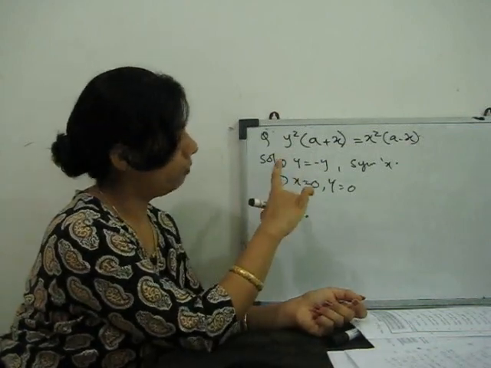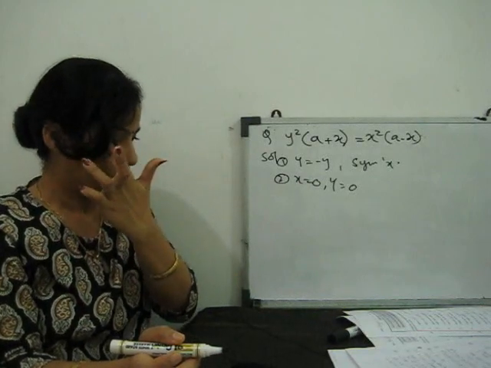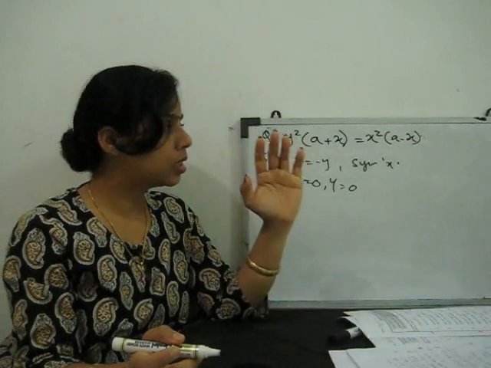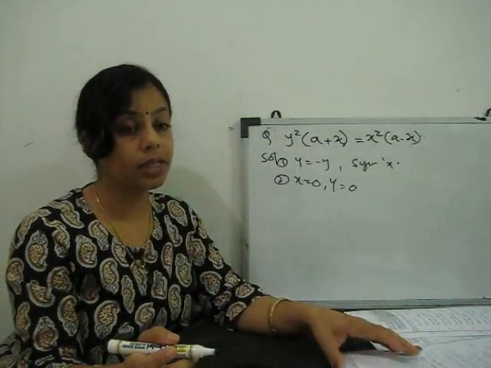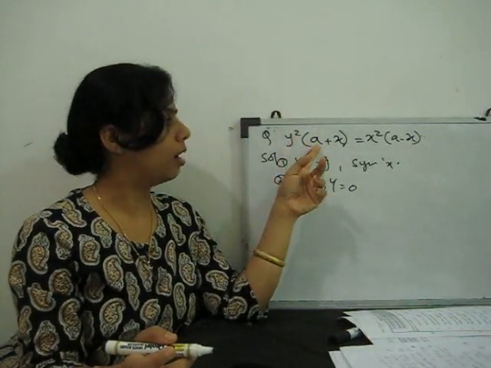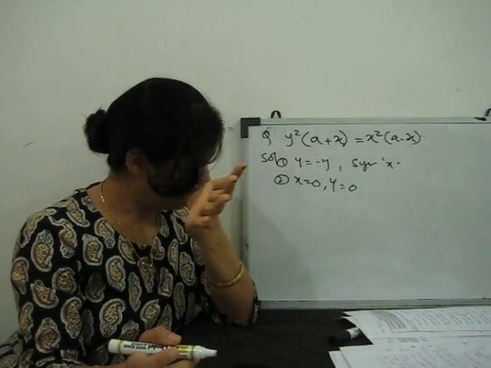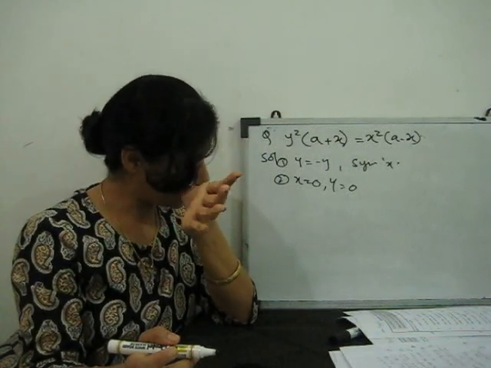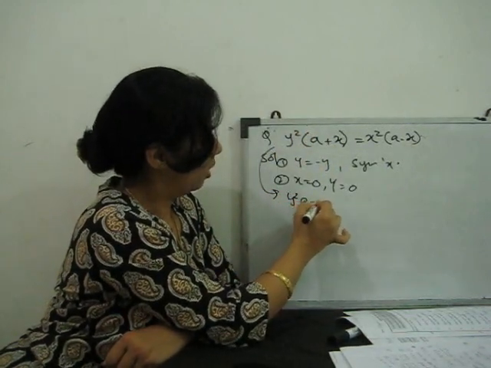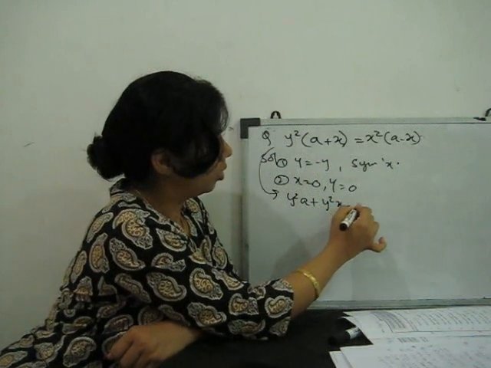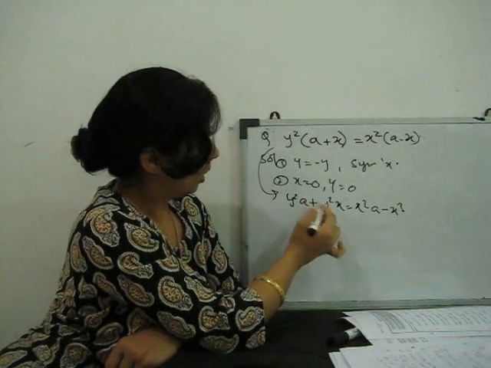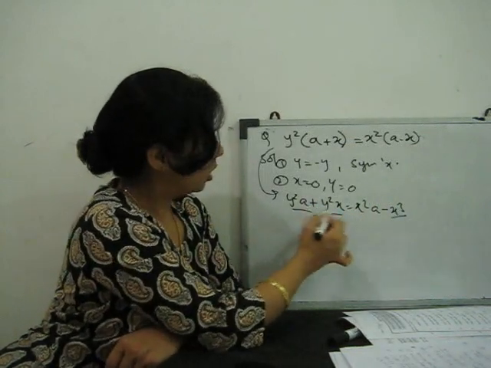Third, we find out its tangents. For tangents, if it passes through 0, I told you that lowest degree terms equate equal to 0. So when you equate lowest degree term, then this curve gives, see, y square a plus y square x is equal to x square a minus x cube. So lowest degree, this is 3 degree term, this is 3. Lowest degree term is this.